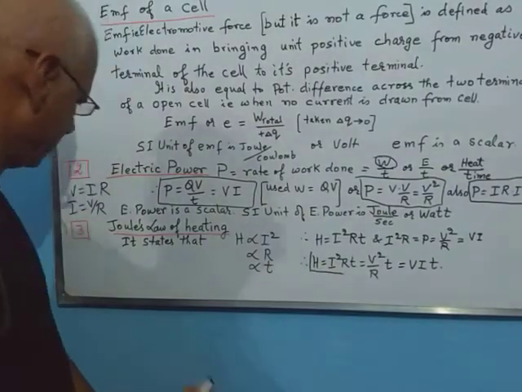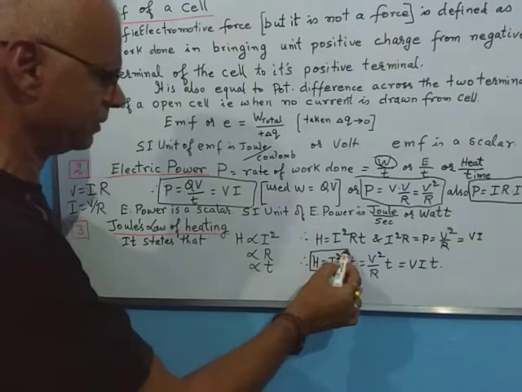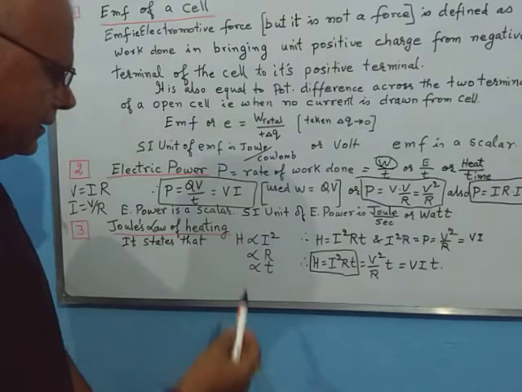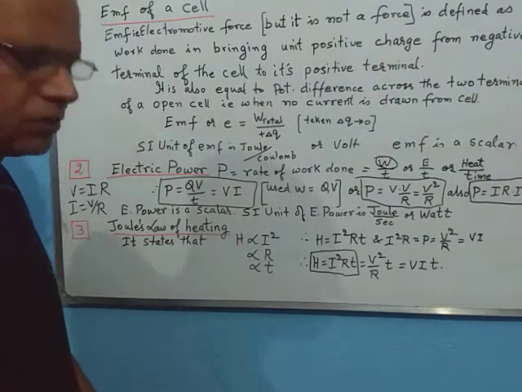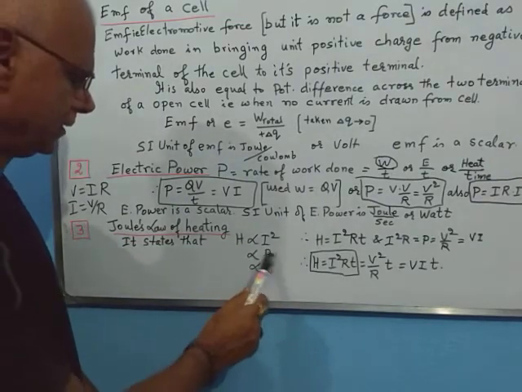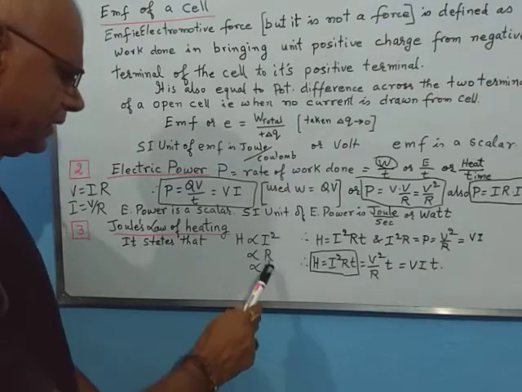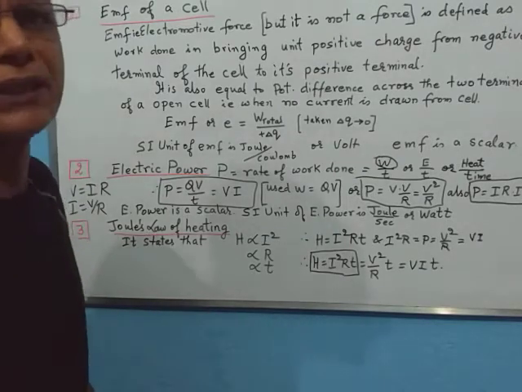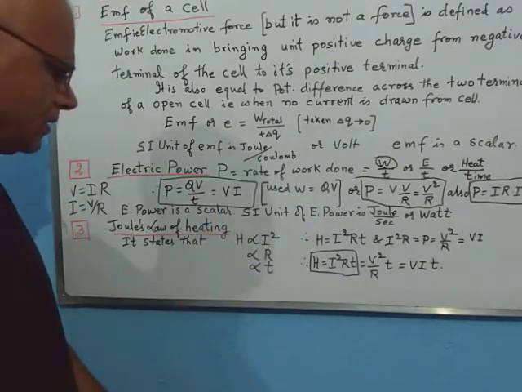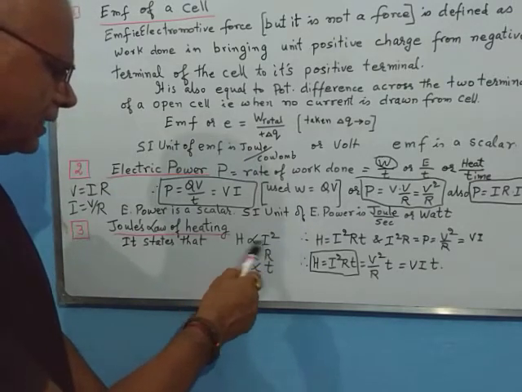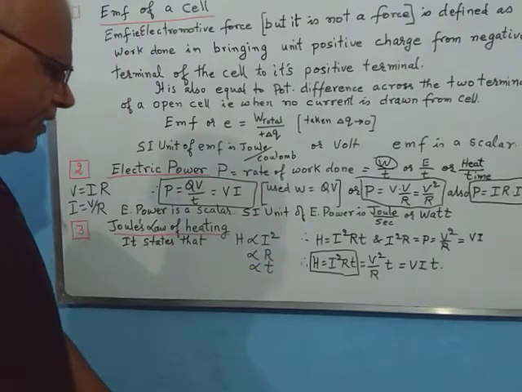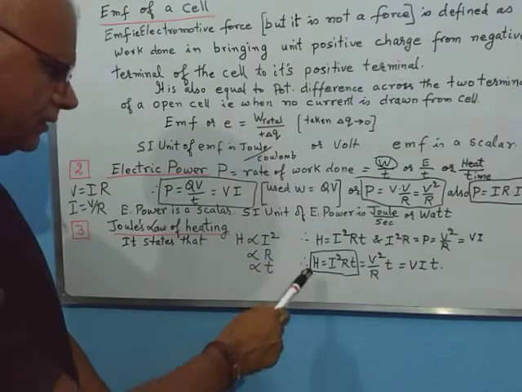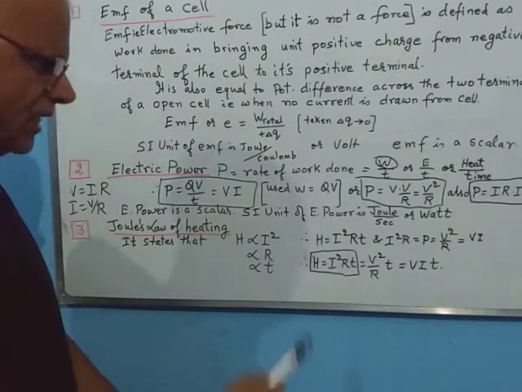But Mr. Joule did the experiment and empirically found that heat produced through a conductor is directly proportional to the square of the current flowing through it, directly proportional to the resistance of the conductor, and directly proportional to the time for which the current was allowed to flow through the conductor. So these are proportional relations with the heat produced, and writing all these together, taking the proportionality constant as 1, we get H is equal to I square RT.